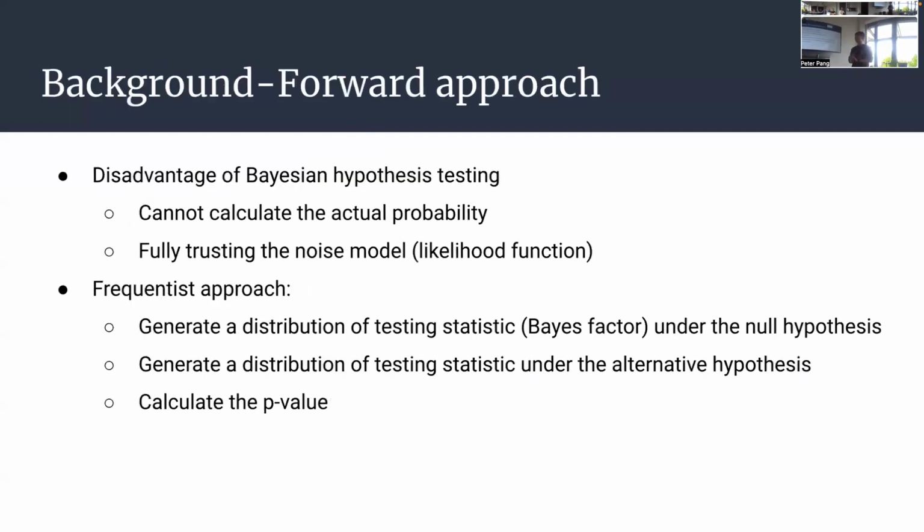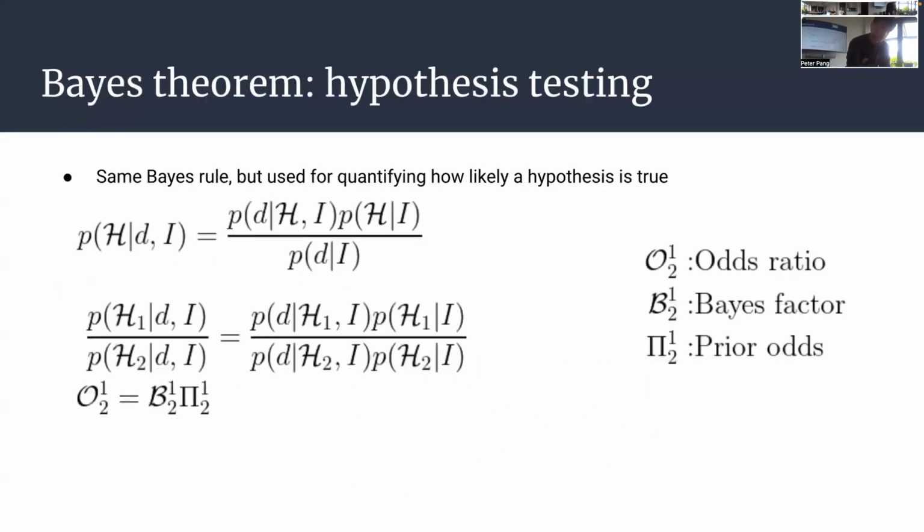But of course, there's a problem with Bayesian hypothesis testing. First, it cannot be used to calculate the actual probability. When we calculate the odds ratio, it's basically just the ratio between probabilities. The reason for that is this quantity here: given no hypothesis, just the background information I, how likely am I to get the data? Unless the hypothesis set is exhaustive, you cannot calculate it.